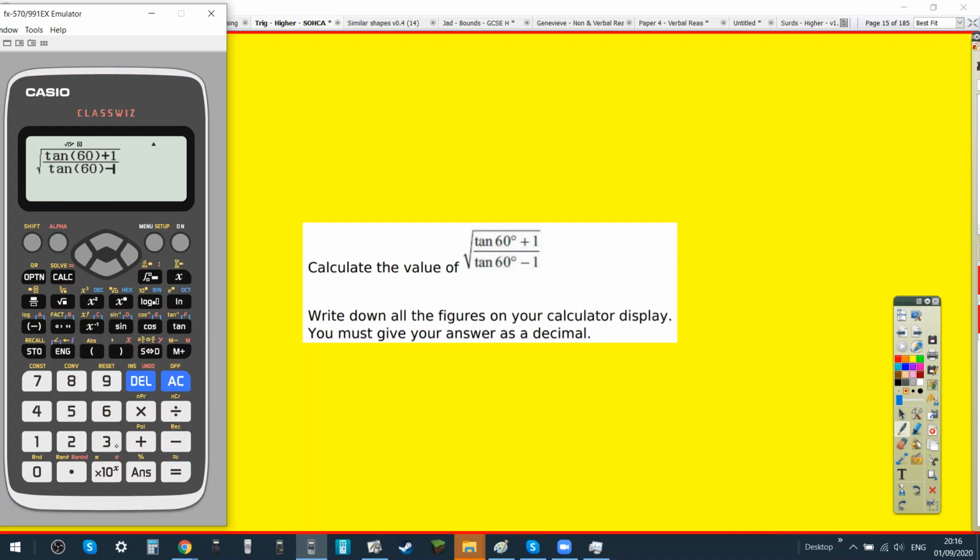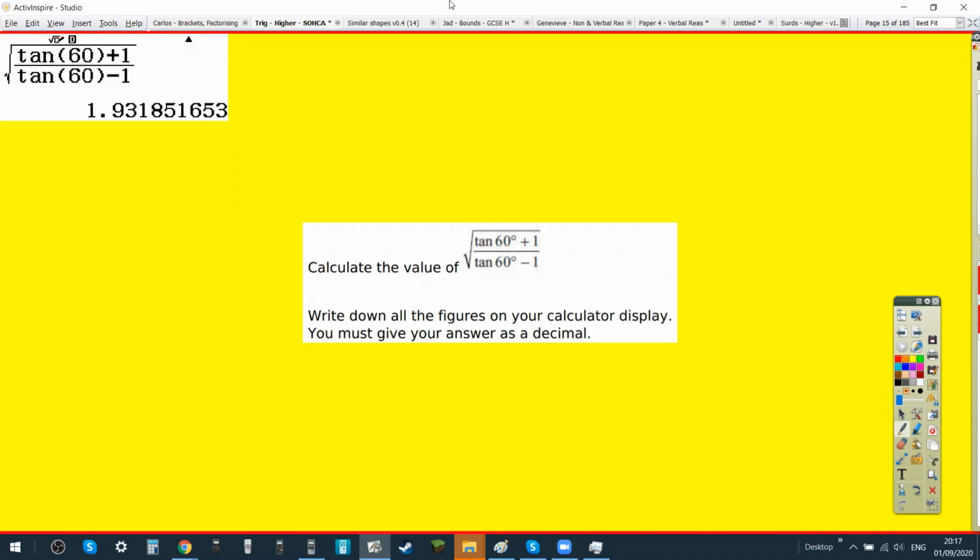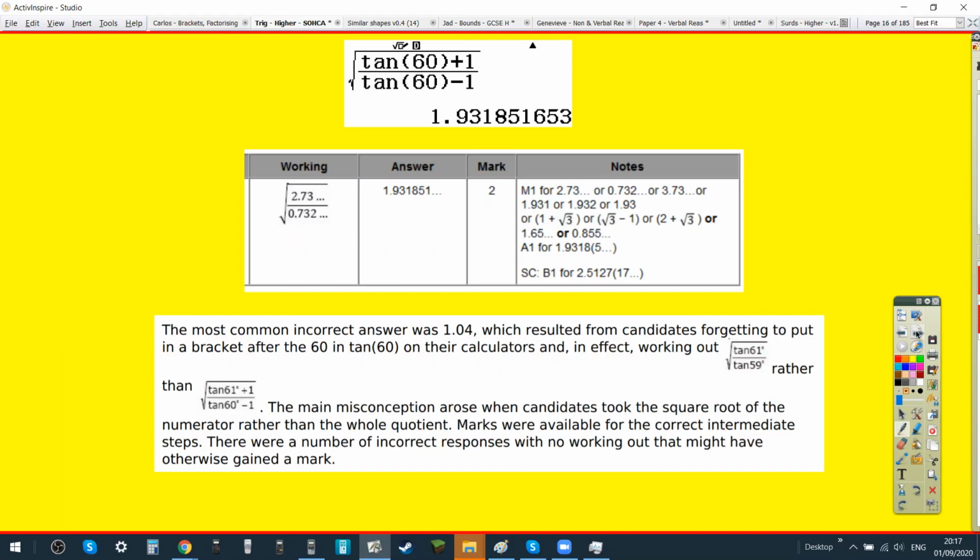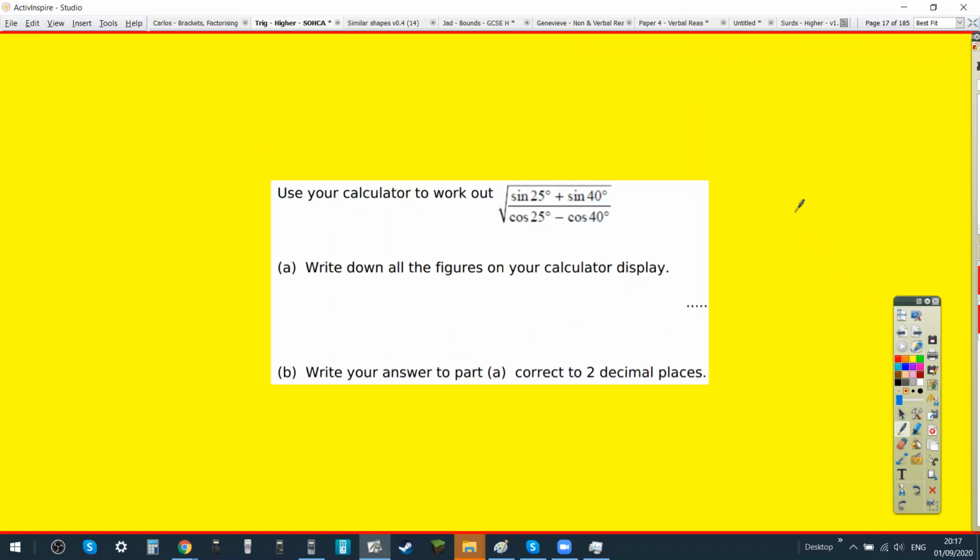Okay, what do you get? I got 1.932. Yay, well done. We got that one. All right, try this one. And don't forget the brackets.